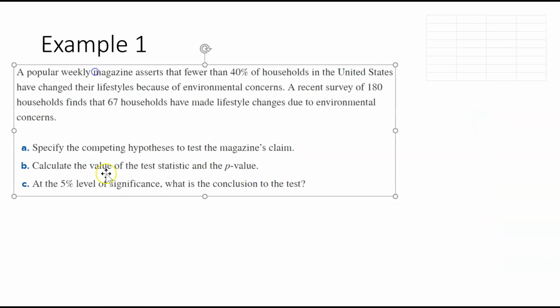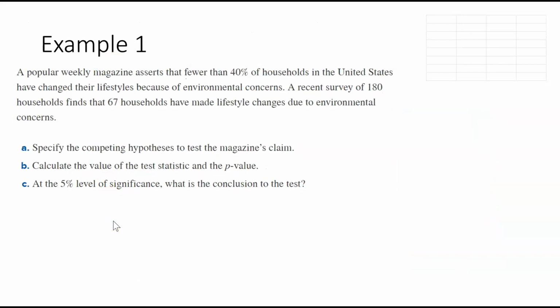A popular weekly magazine asserts that fewer than 40% of households in the U.S. have changed their lifestyle because of environmental concerns. A recent study of 180 households finds that 67 have made lifestyle changes. Specify the competing hypotheses to test the magazine's claim.